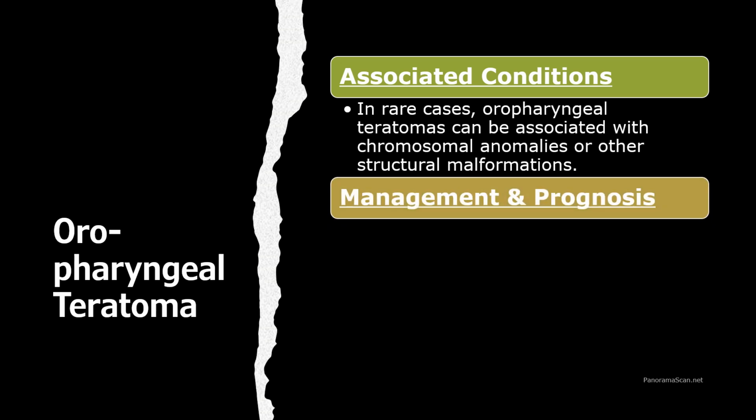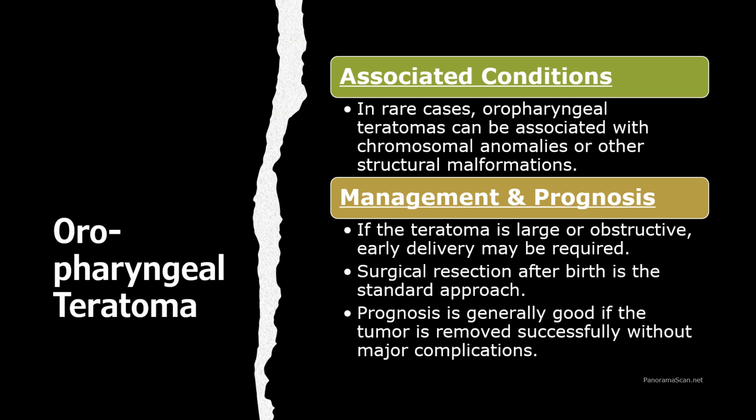Moving to management, if the teratoma is large or obstructive, it may necessitate an early delivery to ensure the baby's airway can be managed immediately after birth. This is often achieved through a specialized delivery technique, such as the EXIT procedure, which provides airway support during delivery. Then after birth, the standard approach involves surgical resection of the tumor to remove the mass and alleviate any obstructions or complications it might cause.